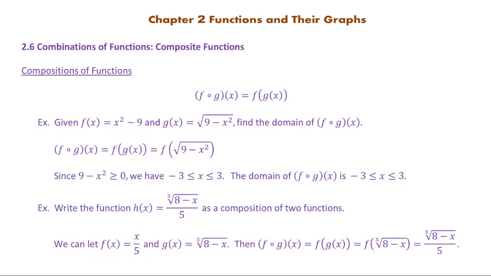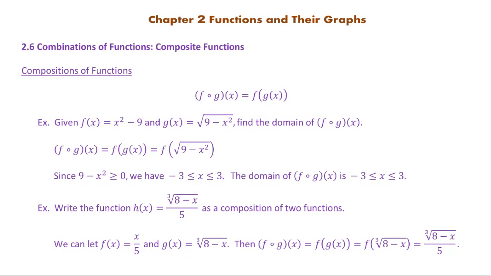Let's just continue with this topic for 2 more examples. In the third example, we have f equal to x squared minus 9 and g equal to square root of 9 minus x squared. Okay. Find the domain of f circle g. We're not asked to find f circle g, but find the domain of f circle g.